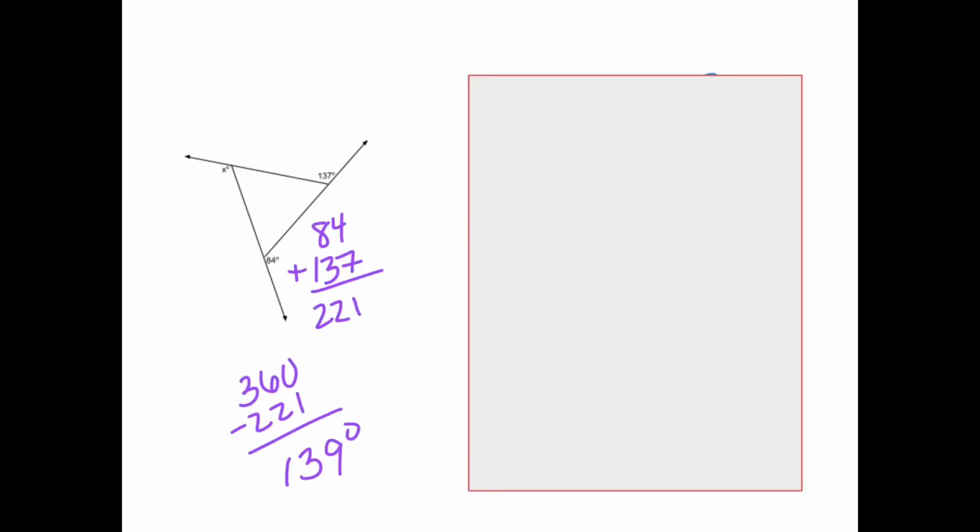So this first example here, I'm just going to go ahead and add the 2 exterior angles that I know and subtract them from 360. So x, this missing exterior angle, is going to be 139 degrees.